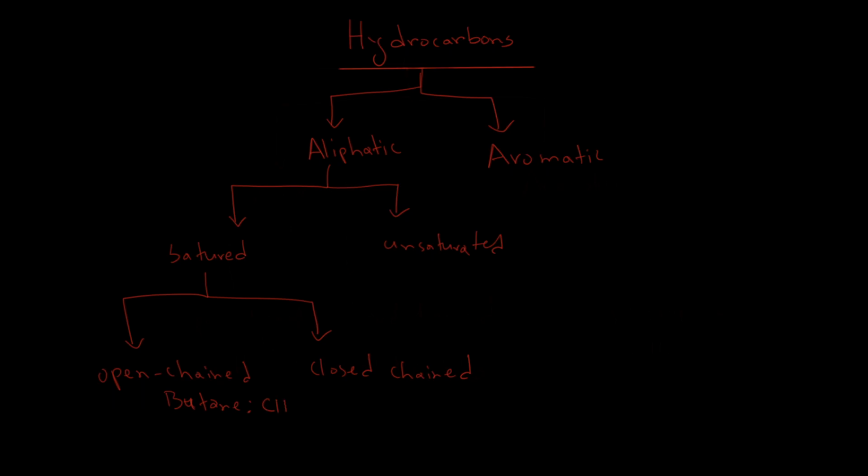For example, CH3, CH2, CH2, CH3. This is butane, an open chain hydrocarbon. Then there are closed chain hydrocarbons. For example, cyclopropane. In cyclopropane, the terminal end carbons are in a closed state. That means they are connected: CH2, CH2, CH2. This is cyclopropane, which is a closed chain hydrocarbon.